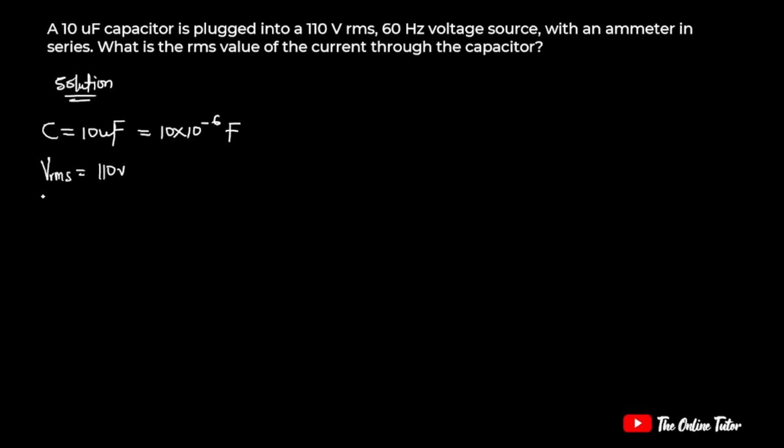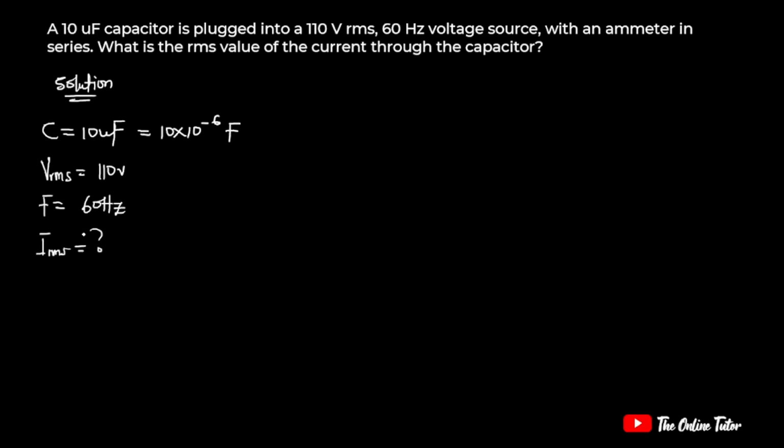We've also been given the frequency to be 60 hertz, and we've been told that the ammeter and the capacitor are in series. We have to find the root mean square current of this particular circuit. So the root mean square current is what we don't know.